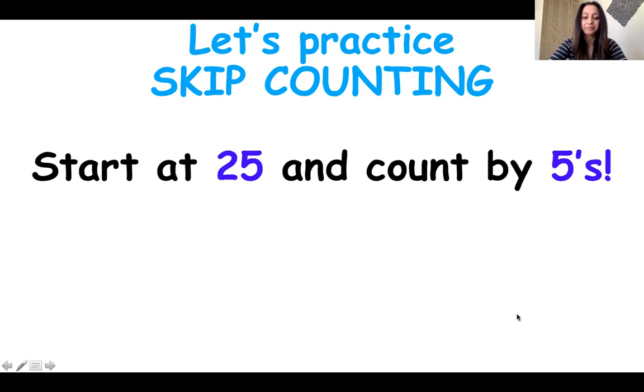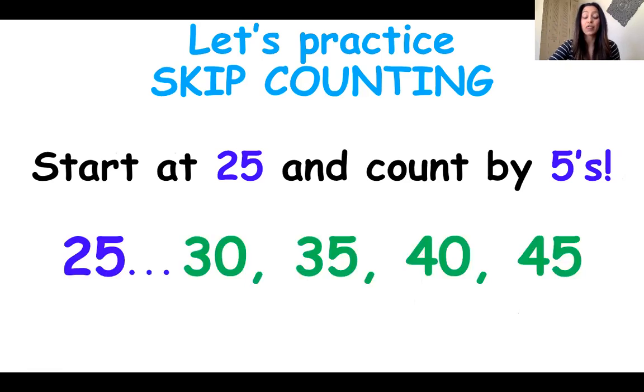Let's try another one. All right, this time you're gonna start at 25 and count by fives this time, okay? So go ahead, pause and go. All right, let's check your answers. 25, 30, 35, 40, 45. Remember, when we count by fives, the pattern in the ones place is always 5, 0, 5, 0, 5, 0. So look out for that when you're skip counting by fives.